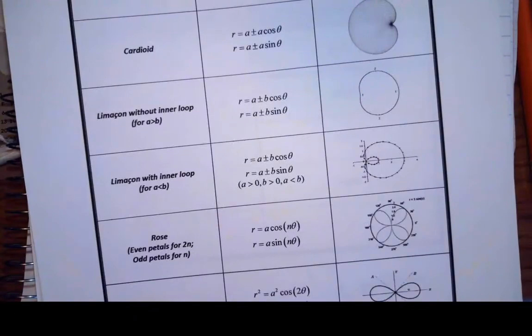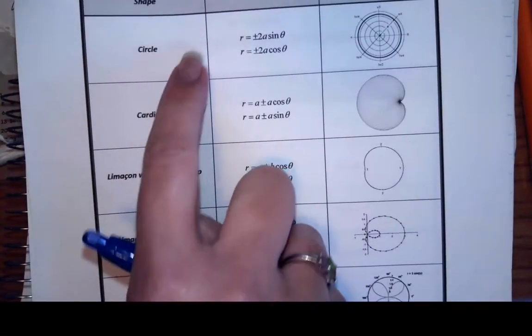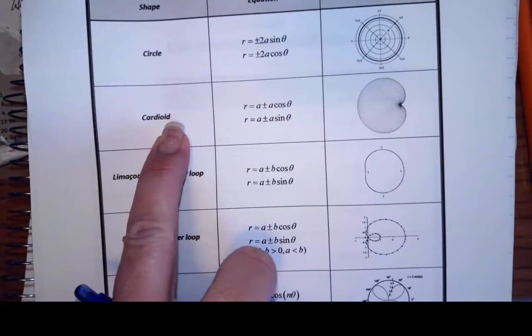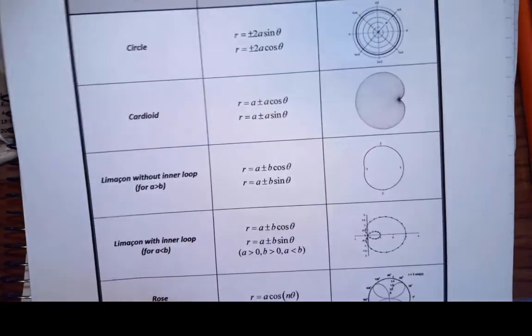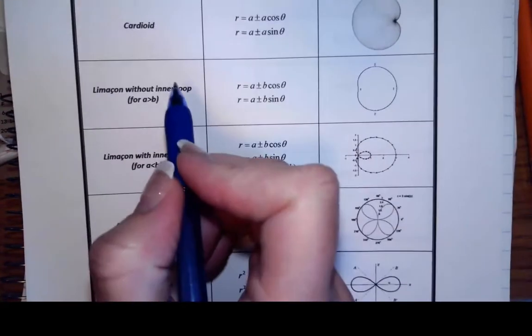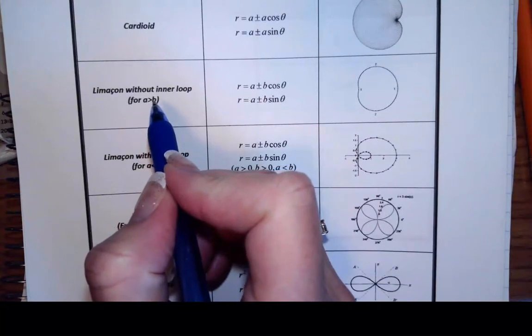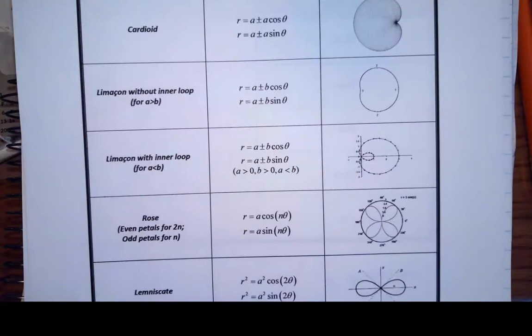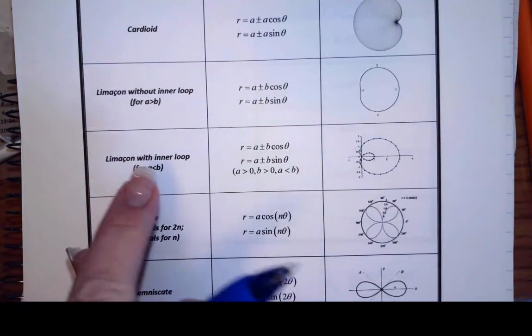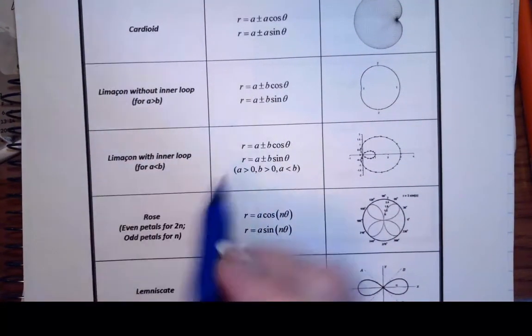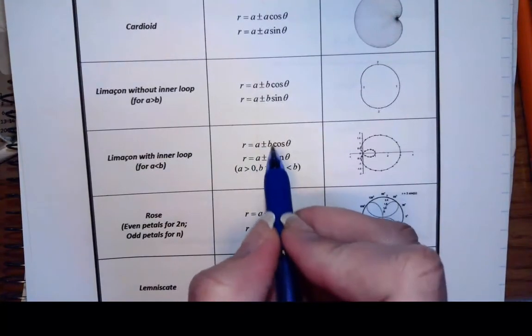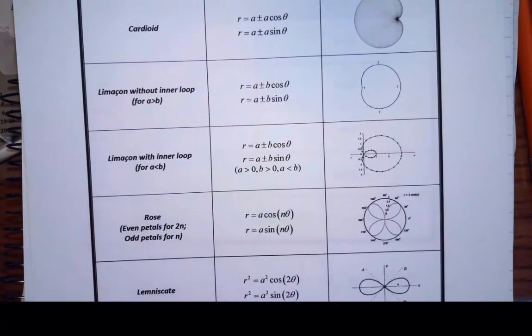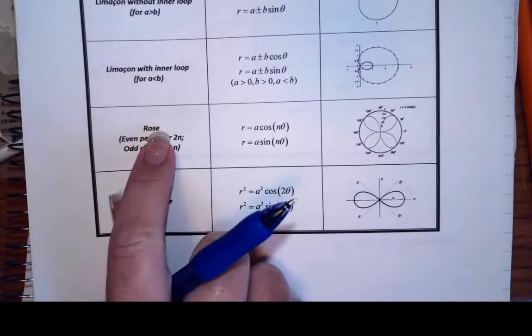So you'll notice that I gave you some notes about some polar coordinates and pretty pictures. So here's the pretty pictures part. We've got a circle, we've got cardioids, we've got limaçons without an inner loop, and that means A is bigger than B. So in this case, your constant will be larger than your coefficient. A limaçon with an inner loop will have a constant that's smaller than your coefficient. And then you'll have a rose.